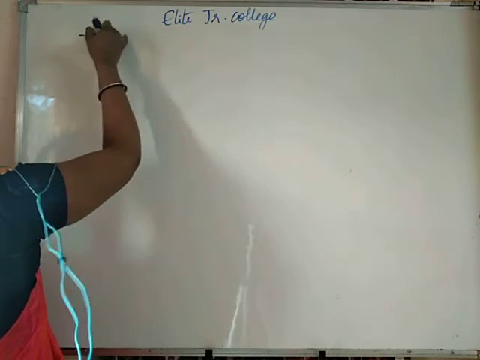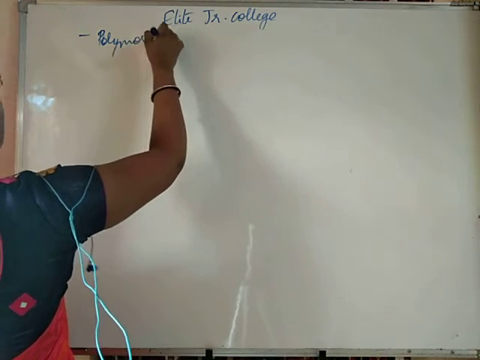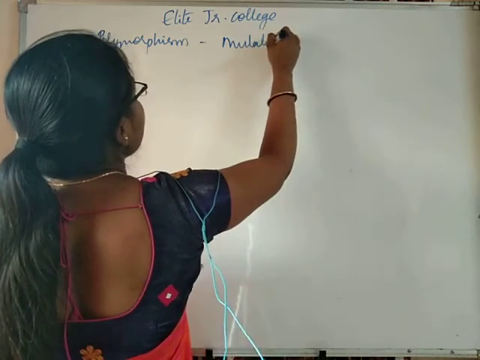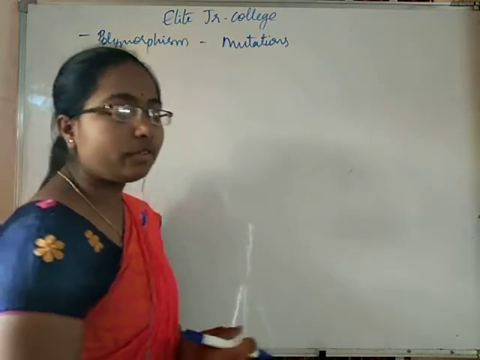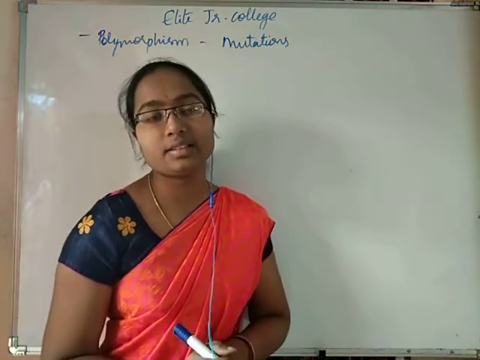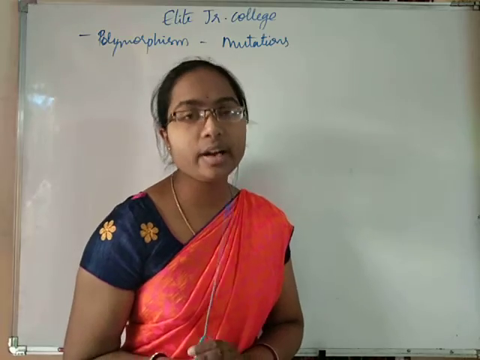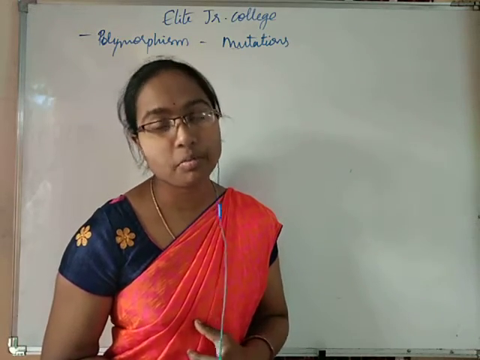See students, this polymorphism, as I have already told you, is due to mutations. Students, if the mutations are occurring in the alleles, you know what alleles are? Any possible type of a gene is an allele, right? So, if mutations are occurring in the alleles, then it will result in polymorphism.